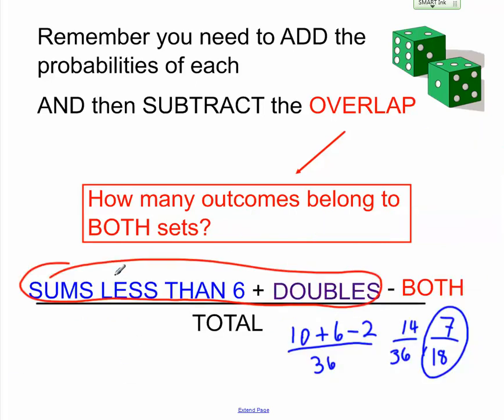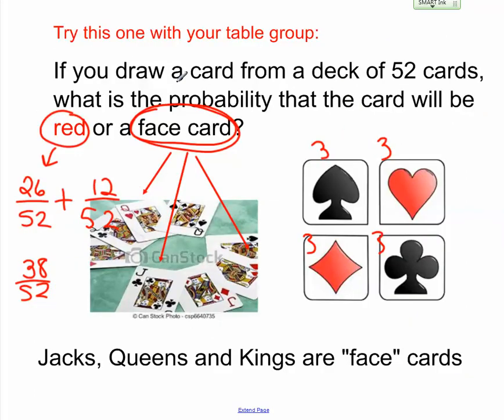So notice the process. You take the number that are less than 6, the number of doubles, you add them, and you subtract the overlap. And that's how we got that answer. It's that easy. Okay, new one with your table group. I showed you a deck of cards. There are 4 suits in a deck of cards. Jacks, queens, and kings are face cards. They literally have a face on them.